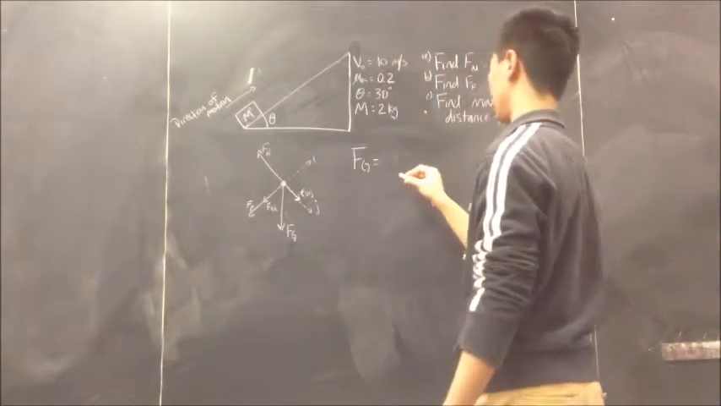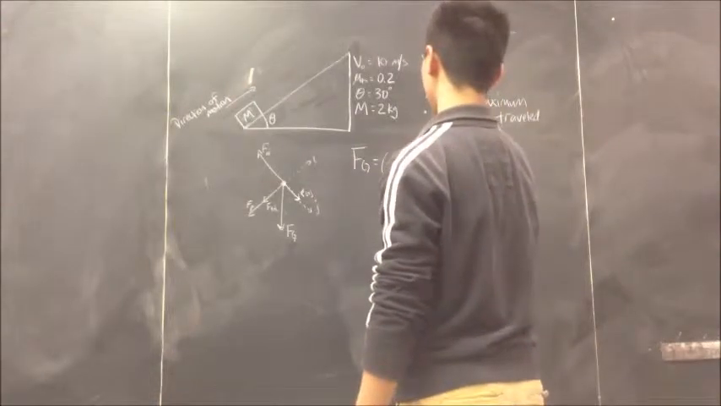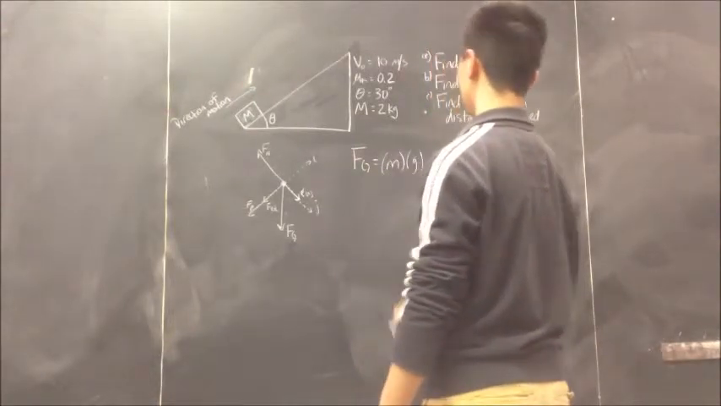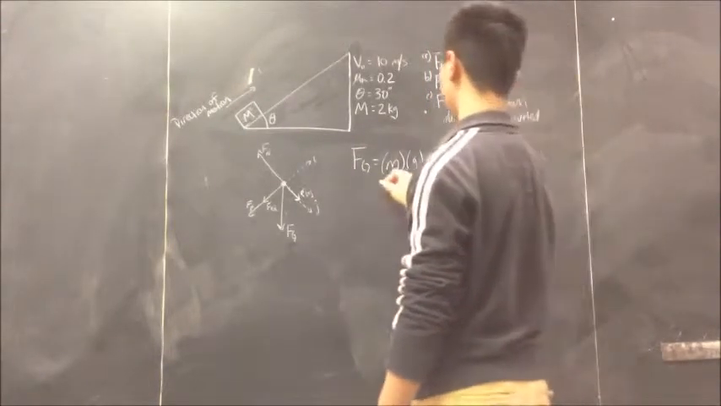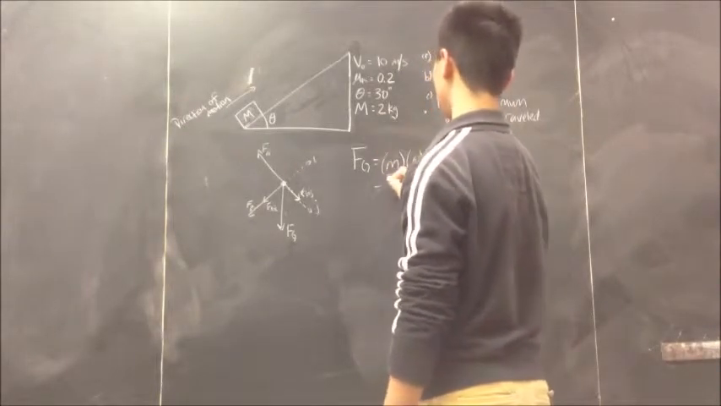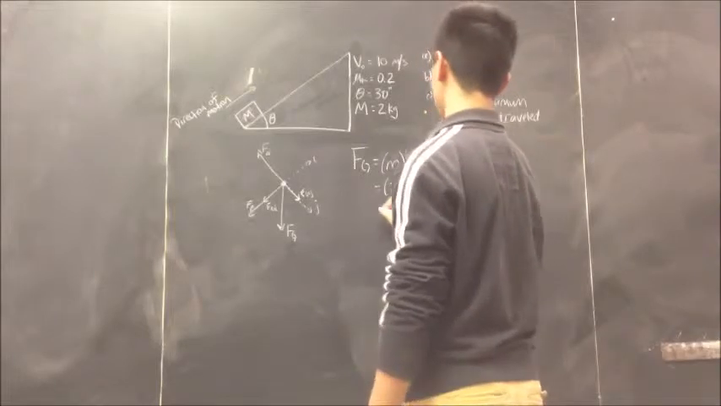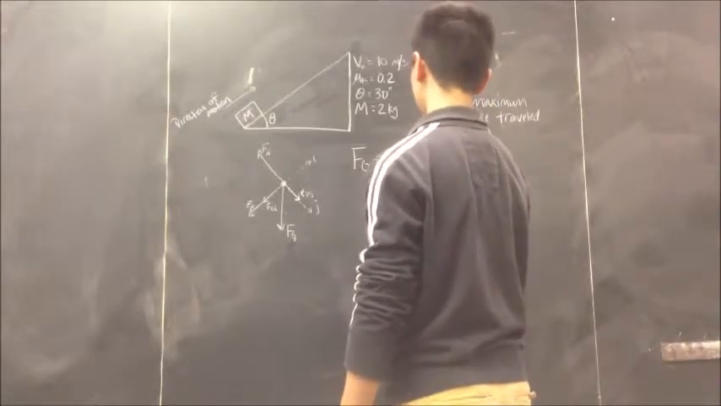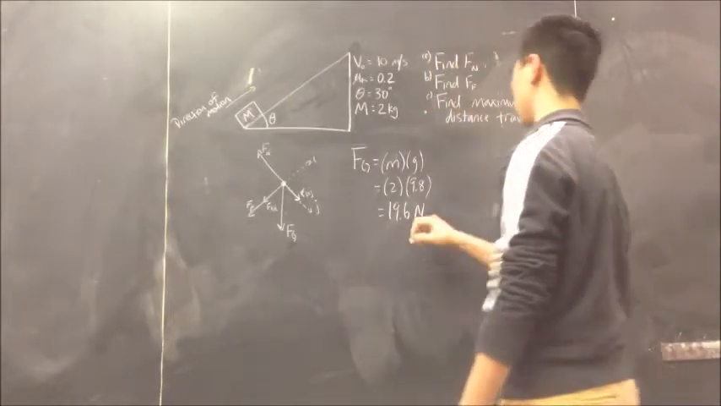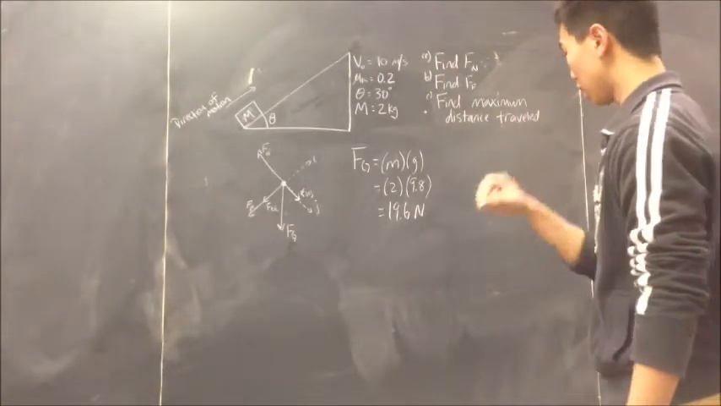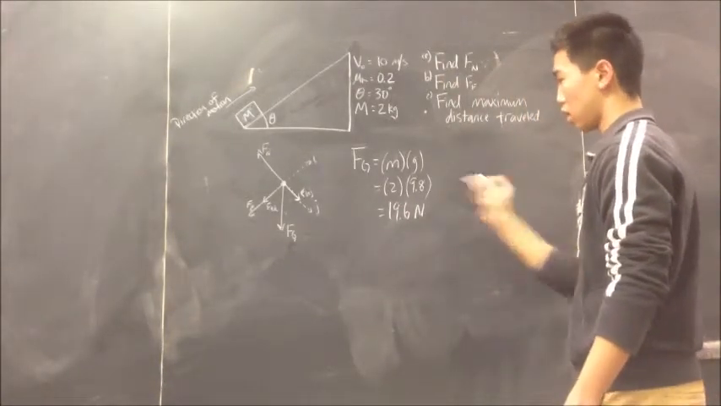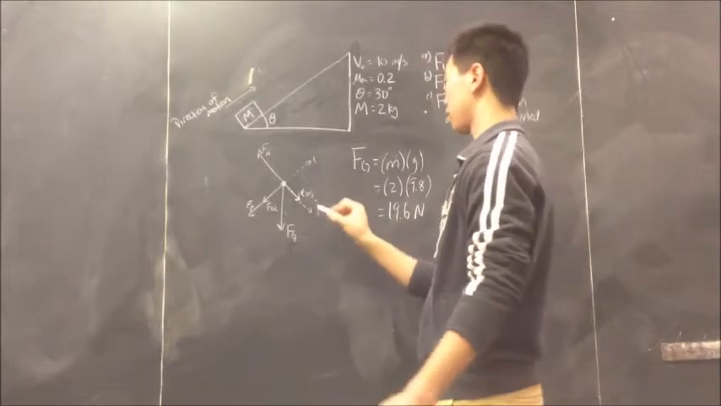And we know Fg is the mass of the object times the acceleration of gravity. Mass is just 2 kilograms. And the acceleration of gravity is 9.8 meters per second squared. Do the math, this will come out to be 19.6. The units are newtons. So now I'll explain how we find FGJ.